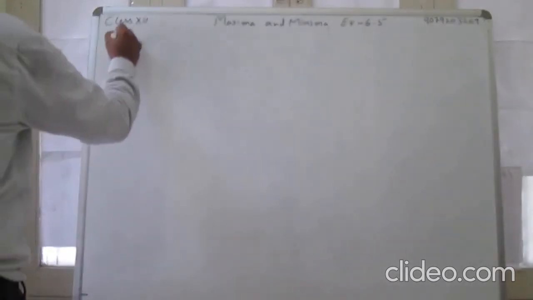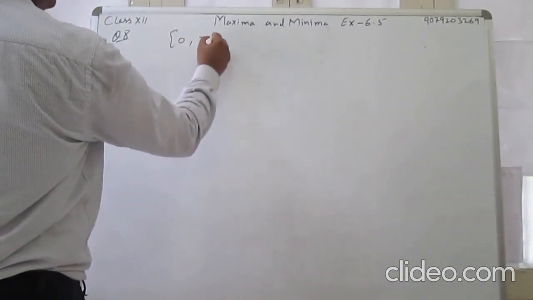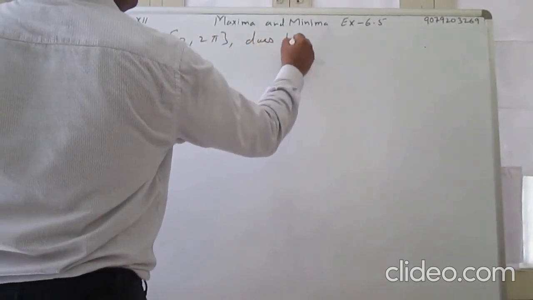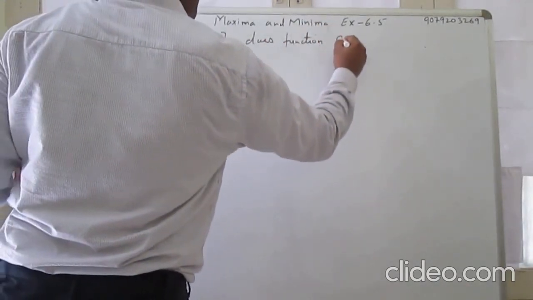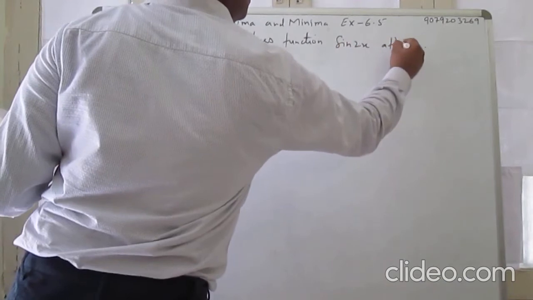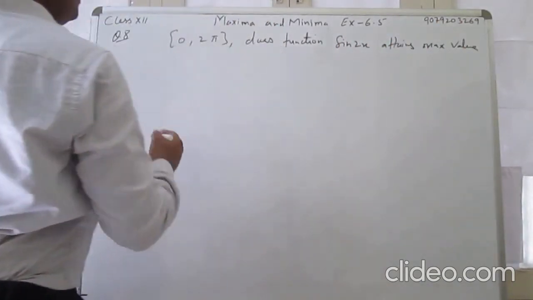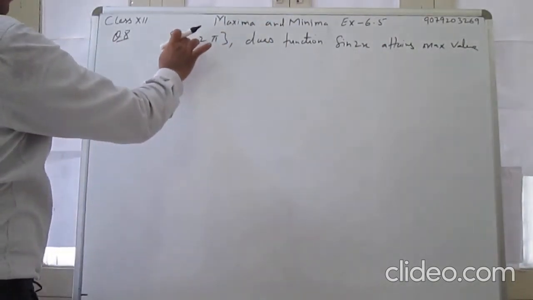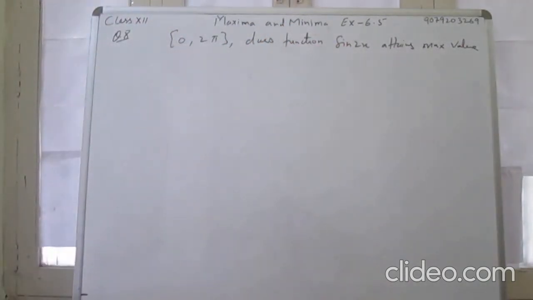Question 8. At what points in the interval [0, 2π] does the function sin 2x attain its maximum value? In this interval there are other points. Check at which point sin 2x attains maximum value.